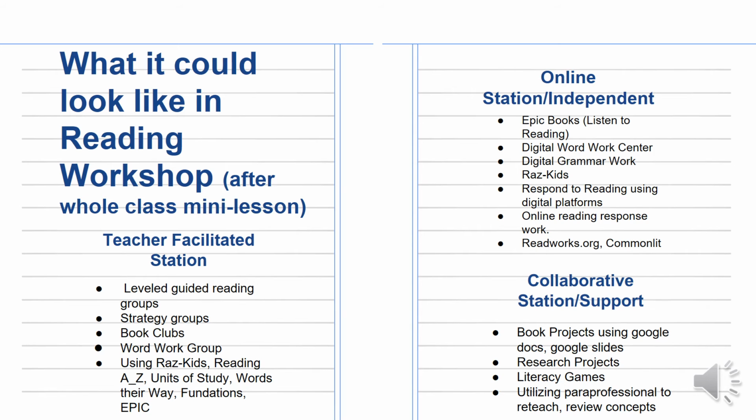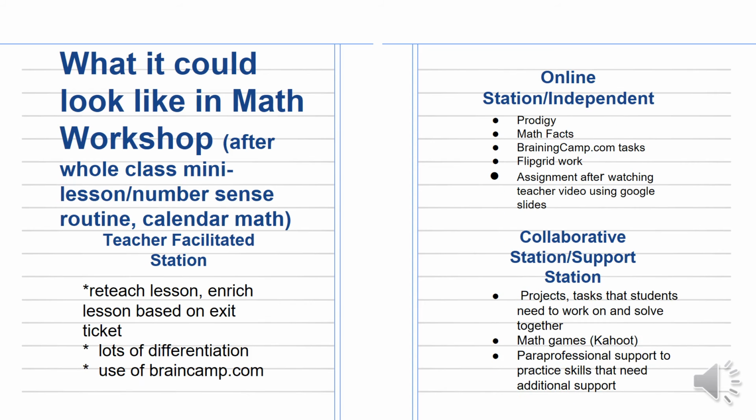Lastly, the collaborative station or the support station is where your students will be working together. So maybe they're working on a book project or a Google Slide or a research project, literacy games. Again, this is where you can utilize your paras to reteach concepts and review concepts that were already taught. So that's what readers workshop could look like using this model.